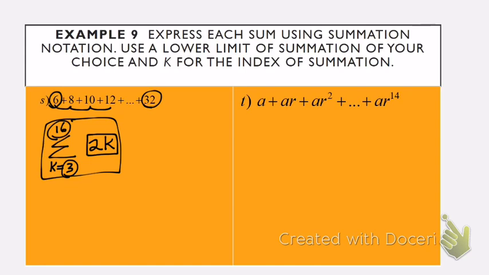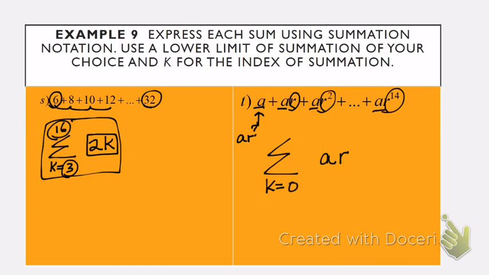In the last example, again I have to use K as my index. If you look at each one of these terms, they all have an A in it. Most of them have an R in it. So I'm going to ask myself, what can I raise R to make it disappear? And the answer is 0. So if I would make this a 0 power, R to the 0 power is 1, which would just leave me with A, which is my first term.